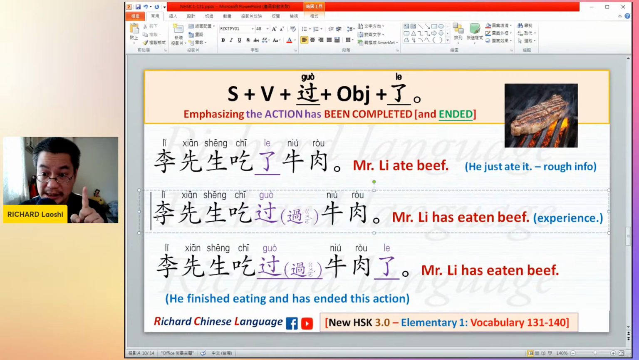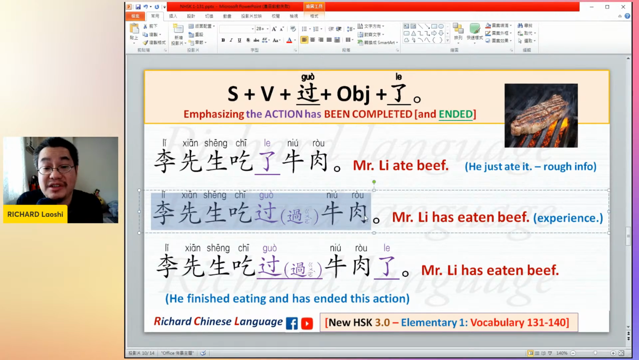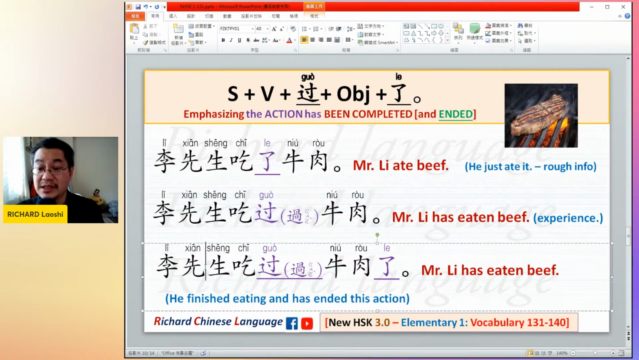And here, 李先生吃过牛肉。The sentence here is very clear. You are talking about Mr. Lee's previous experience. Sometime in the past, Mr. Lee has eaten beef. So that's the true meaning here. 过, you're talking about a previous experience.